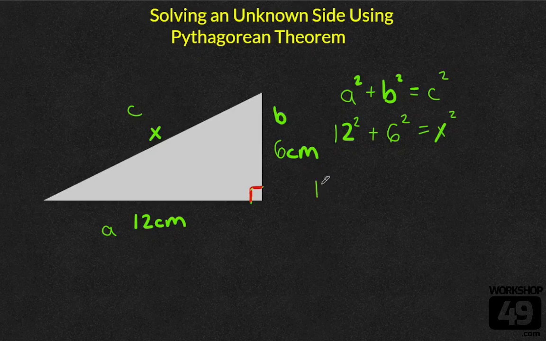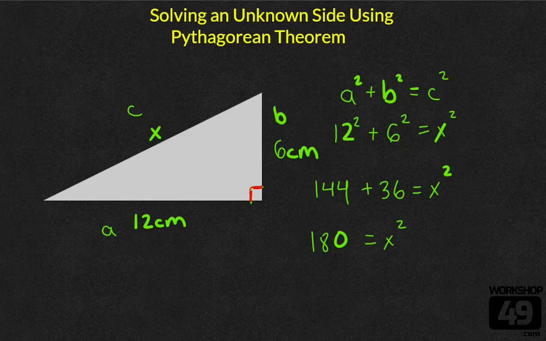12 squared, 144, plus 6 squared, that's a 36, and it equals x squared. Everything's fine so far. You've been able to fill these numbers correctly into the equation. 12 squared, 6 squared, x squared. Your next step, add these two numbers together. When you add these two numbers together, you're going to have 180 equals x squared.